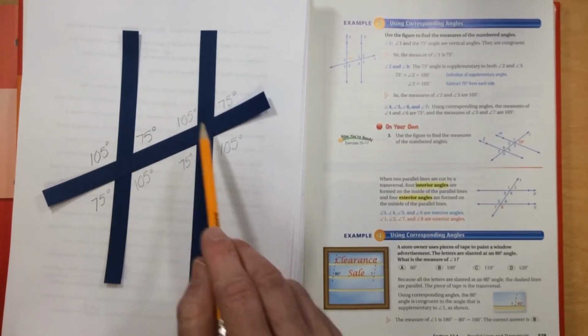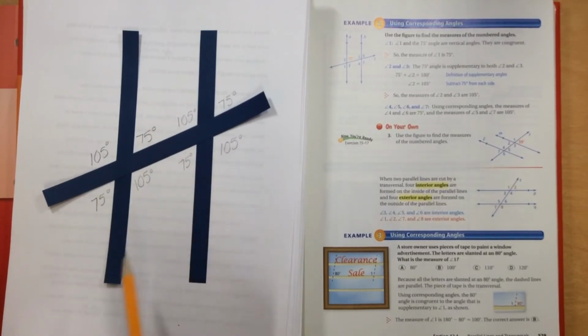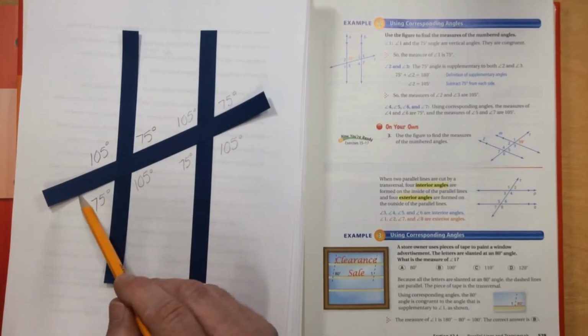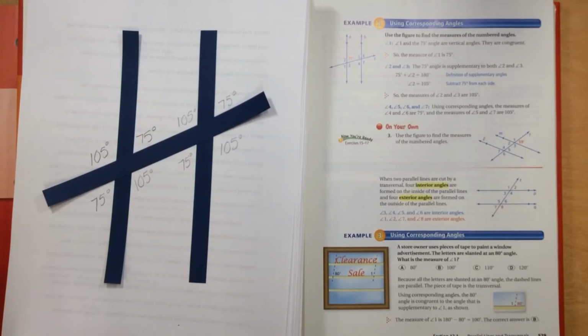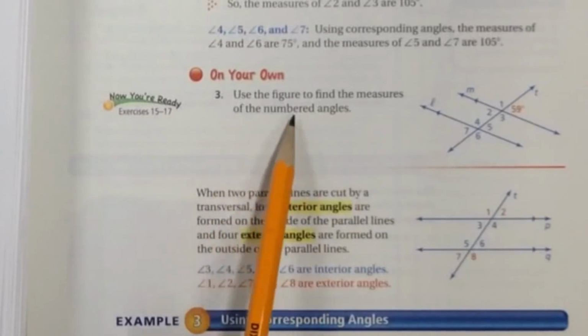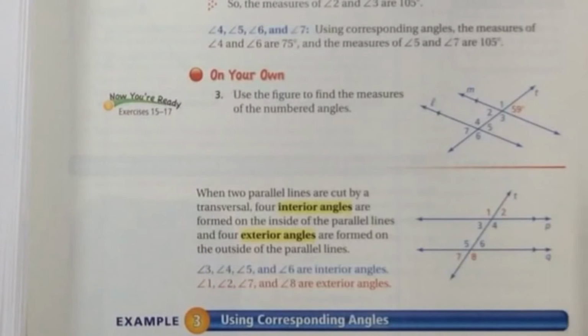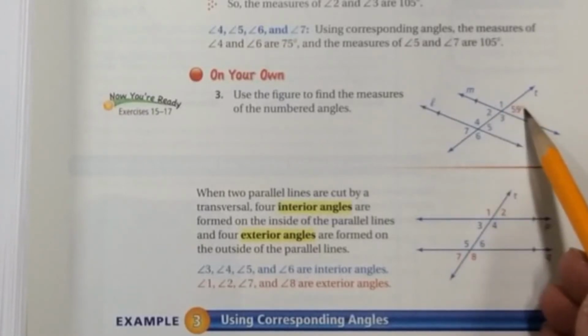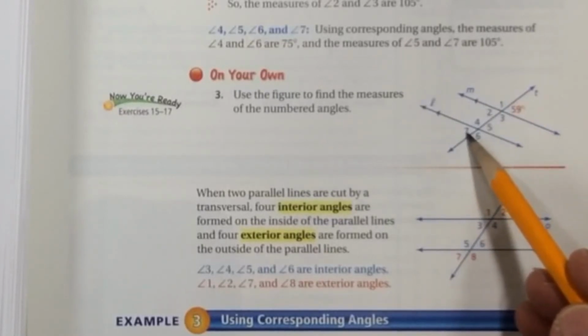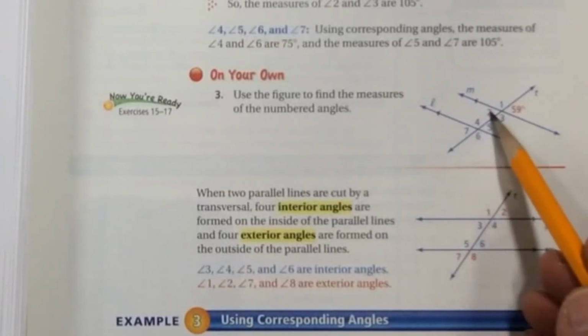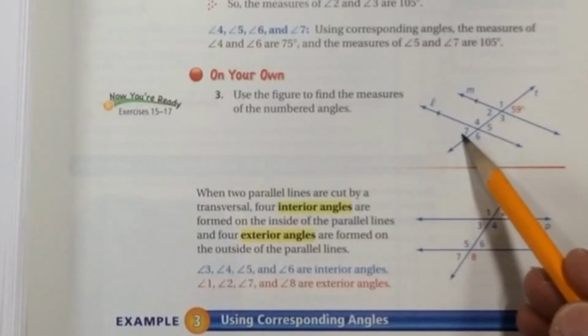But we do know that when we're all done, we'll have four obtuse angles that are all the same, four acute angles that are all the same. Well, now it says, use the figure to find the measures of the numbered angles. So same kind of problem as this was. And when we're doing that, we know angle 2 will be 59 degrees, and our reasoning will be vertical angles.